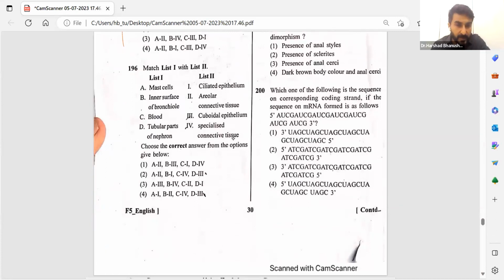The mast cells are found in areolar connective tissues, so option 2. Inner surface of bronchiole has ciliated epithelium, so option number 1. Blood is specialized, so 4. Tubular parts have cuboidal, so 3. So the match would be 2, 1, 4, 3. 2, 1, 4, 3 is option number 2.